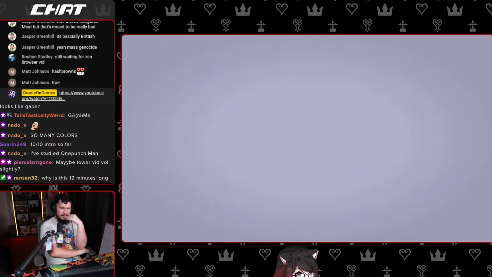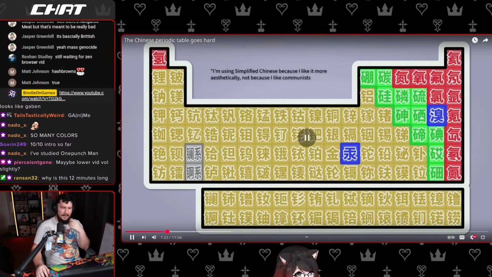To my surprise, when I looked up the Chinese periodic table, I came across this feast for the eyes. Slightly lower? Okay, we can do that. I'm using simplified Chinese because I like it more aesthetically, not because I like communists.